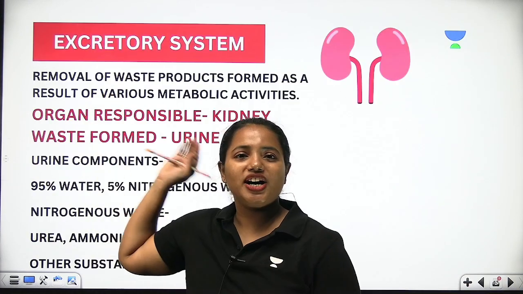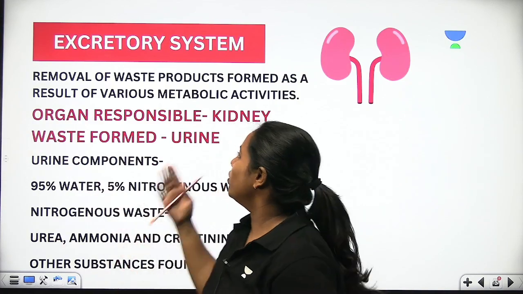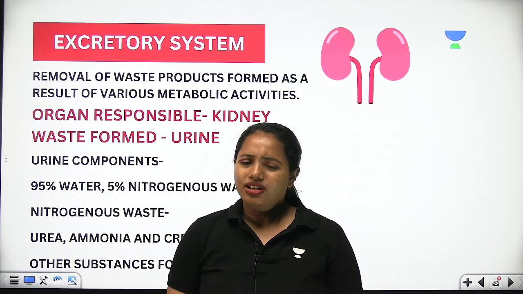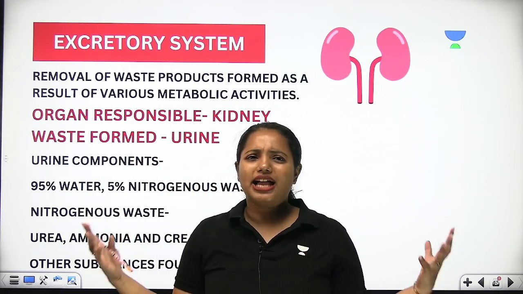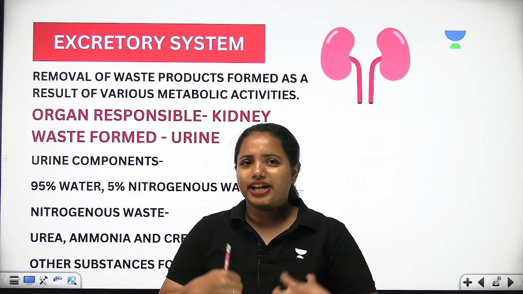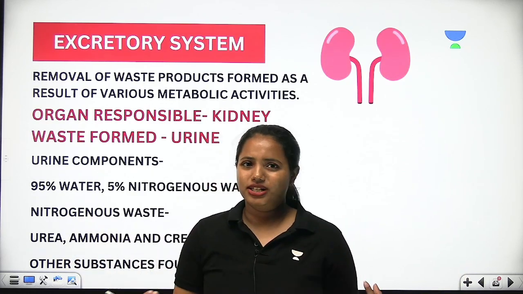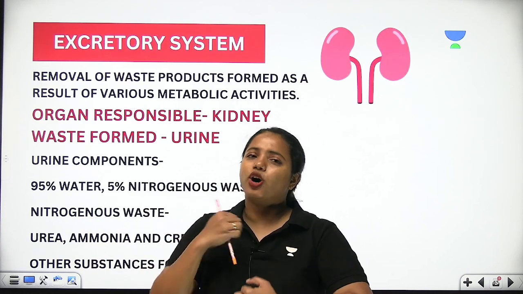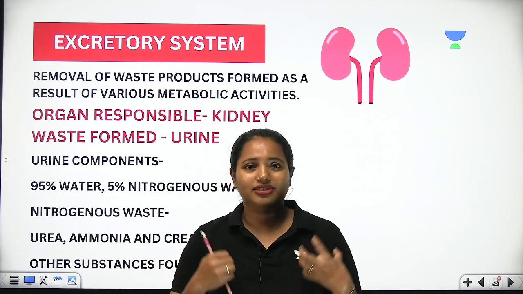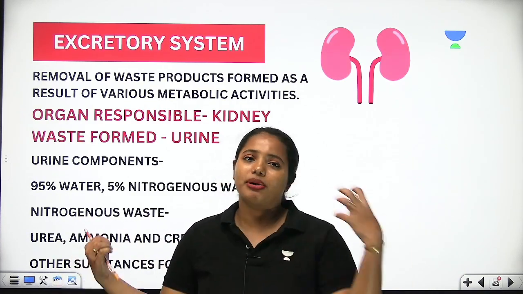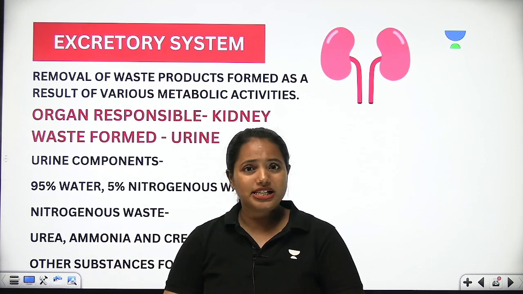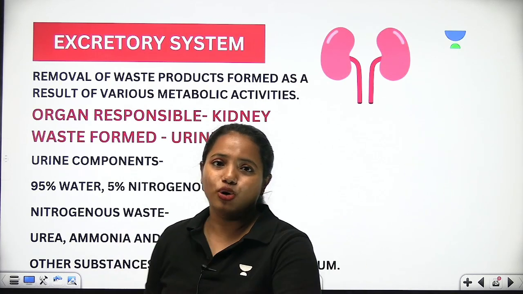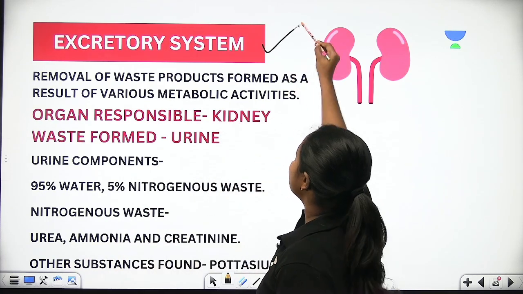And now moving towards the excretory system. What is meant by the excretory system? We know that a lot of metabolic activities happen inside a human body. Through this, a lot of waste products will also be formed. But these waste products cannot be stored or accumulated in our body. They have to be eliminated from our body on time, otherwise this can be toxic. So that's where the excretory system works.